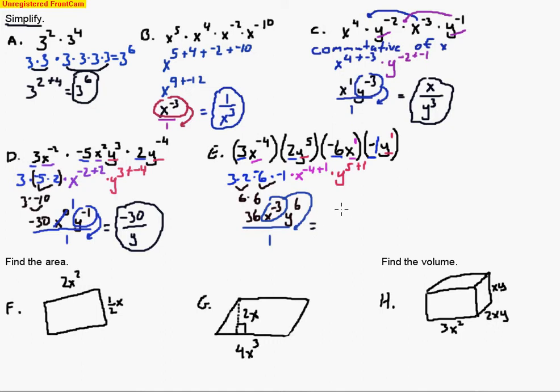And so what we're left with is that 36 on top, a y to the 6th on top as well, and down below we have x to the 3rd power. And there is our answer.